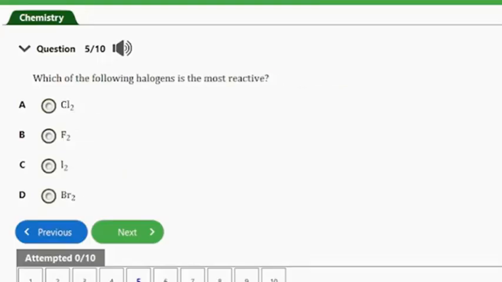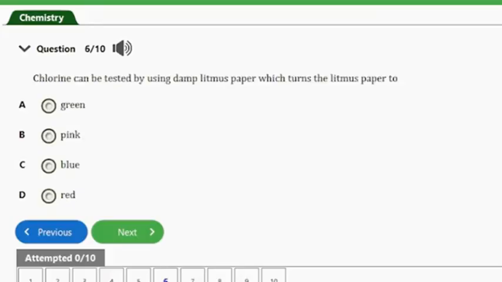Question number 5. Which of the following halogens is the most reactive? We have chlorine, fluorine, iodine, and bromine. So guys, the answer to this question is option B here, and that's fluorine. So in the order of their reactivity, you have first fluorine, followed by chlorine, followed by bromine, followed by iodine, and that's the order of their decreasing reactivity. So that's it for this question. Option B is the correct answer here. So let's consider the next question.